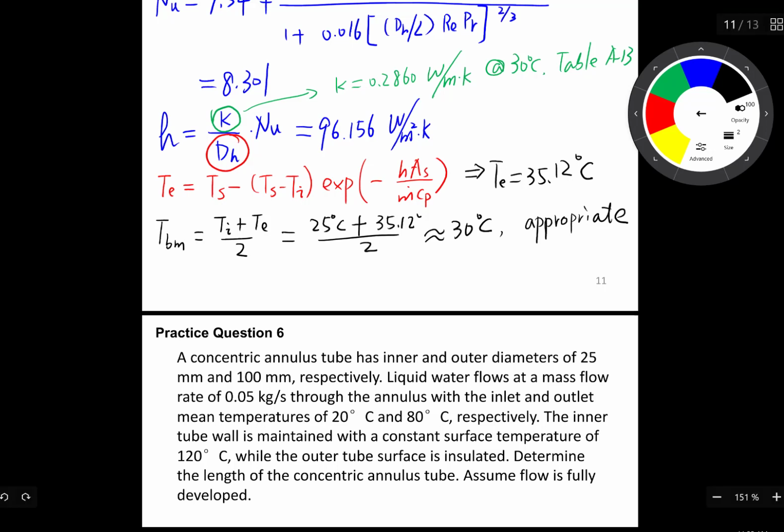And also we need to find the heat transfer rate. We know the glycerin enters at 25 degrees Celsius and leaves at 35 degrees Celsius. So we know the temperature change experienced by the glycerin. So we can calculate the heat rate by m c_p delta T.